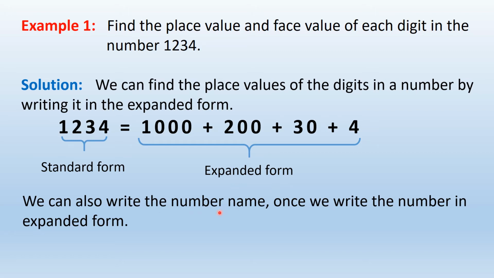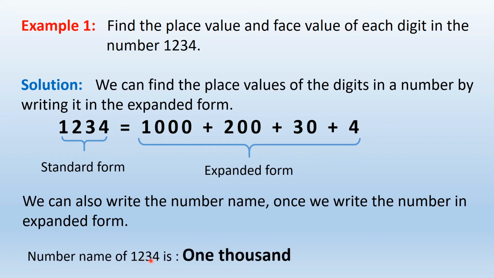We can write the number name once we write the number in expanded form. So once we have written the number in expanded form, looking at the expanded form, we can write the number name. Let us see how we will write the number name. The number name of the given number is 1234. So number name can be easily written by looking at the expanded form. So if you know how to write expanded form of a given number, looking at the expanded form, you can write the number name. See here, excluding plus.